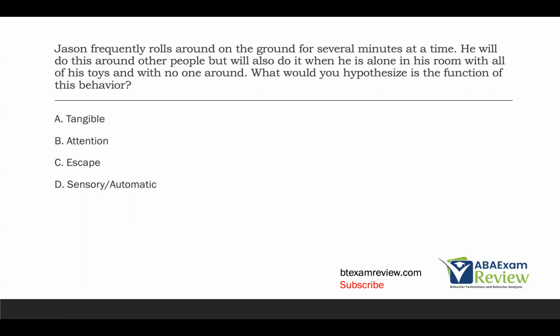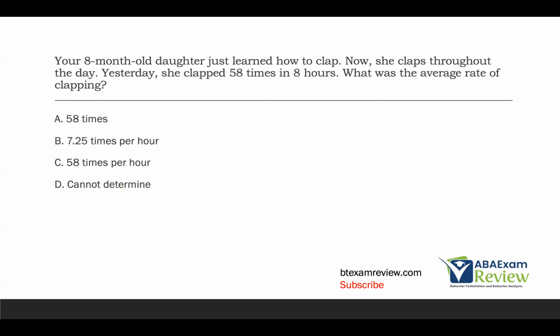And remember, sensory and automatic mean the same thing. Automatic is a technical term. These days, sensory is used interchangeably with automatic. All sensory and automatic means in terms of function is that it's not socially mediated. It happens alone. It happens independently of another party. So our answer here, to what would you hypothesize is the function of the behavior? Well, D, sensory, automatic.